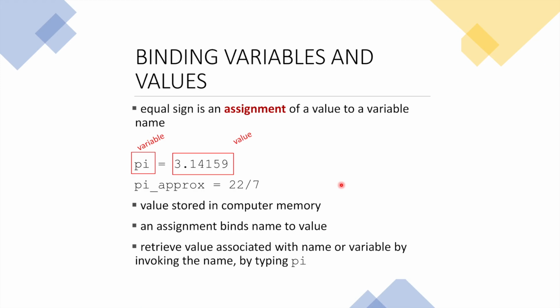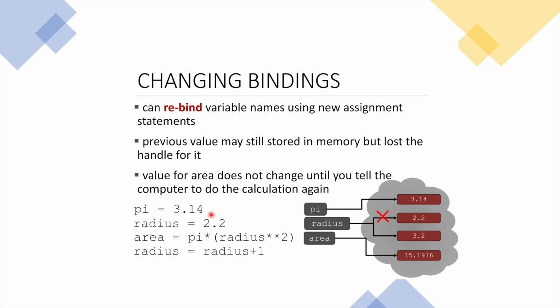How are you going to bind different variables and values? That's the role of a variable and the assignment operator. For example, this is how you assign a value. If you have a variable and this is the value, the assignment operator assigns that value, and it is stored in the computer memory. That's the role of an assignment operator.